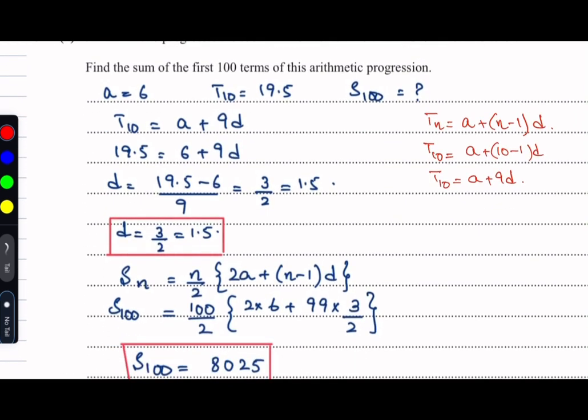The sum formula is n by 2 bracket 2a plus n minus 1 times d. So I know that I need to have the sum for 100 terms. So n is 100, a is 6, d is 3 by 2, n minus 1, that is 100 minus 1 is 99. So just solving the equation, I got the sum of the 100 terms as 8025. So again, a simple question it was. The only thing required was to know the term equation, which is Tn equals a plus n minus 1 times d, and then the sum equation for arithmetic progression, which is n by 2 bracket 2a plus n minus 1 times d here.